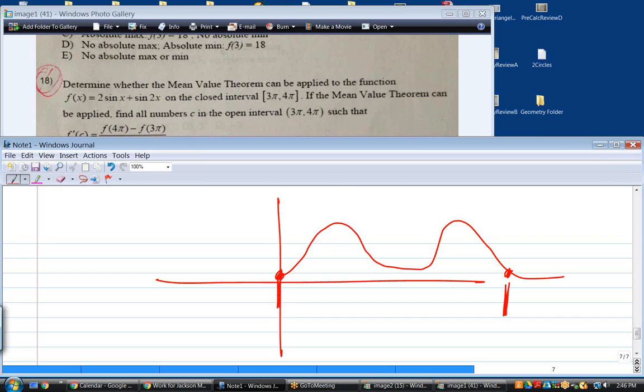Well, we see lots of them. We see one there, we see one there, and we see another one there. In other words, I cannot get from this point to this point without seeing a slope of 0 in between. There's no way. I mean, if I didn't want to make it continuous, maybe I could.